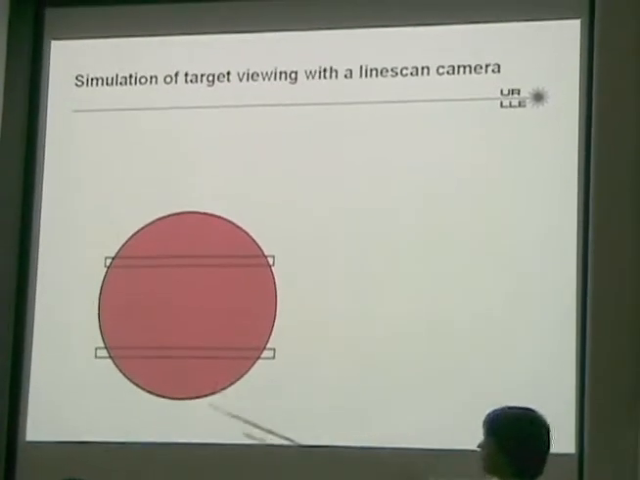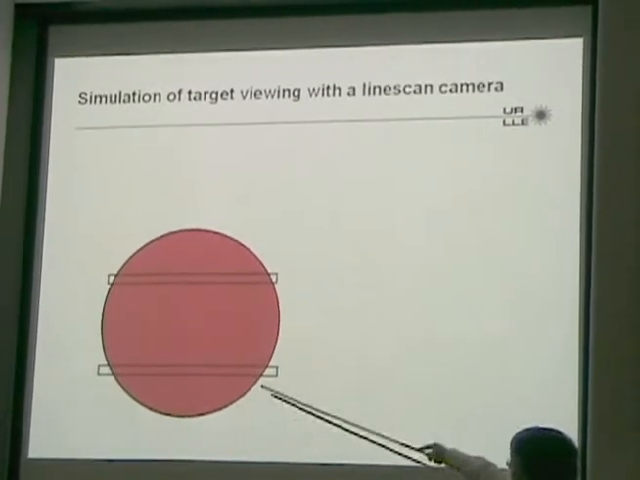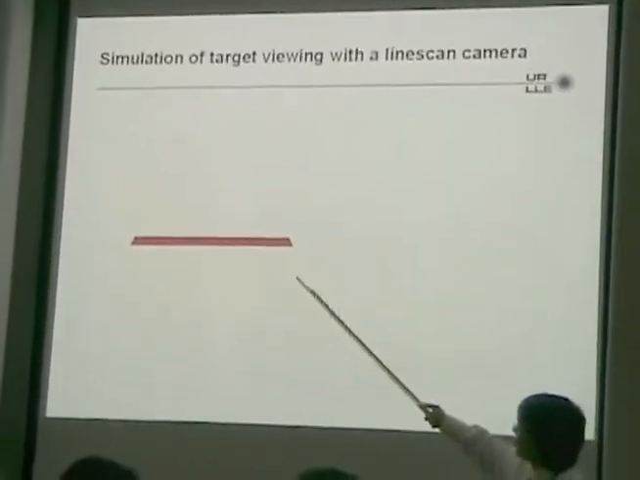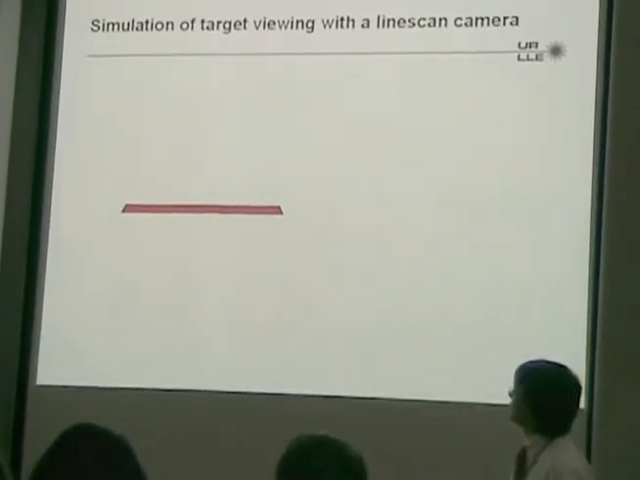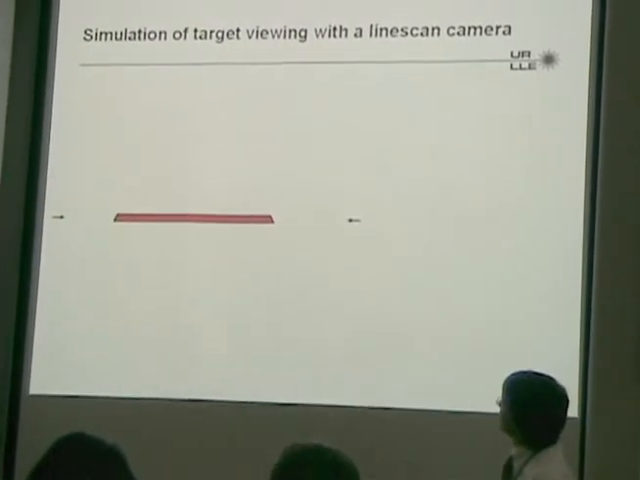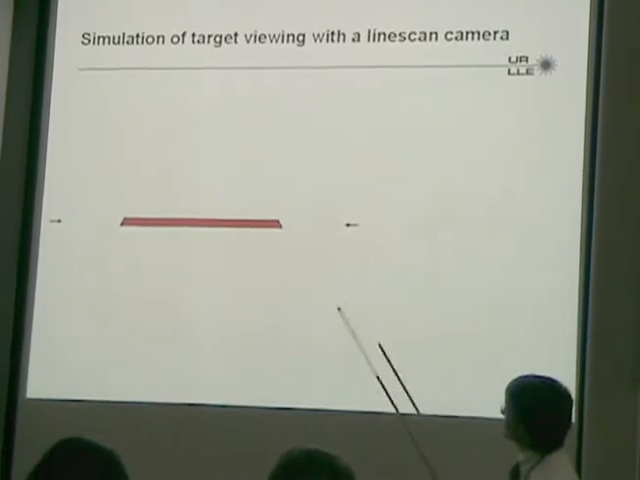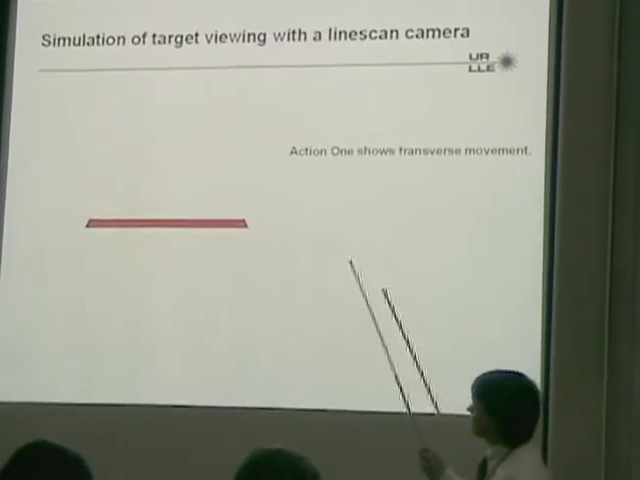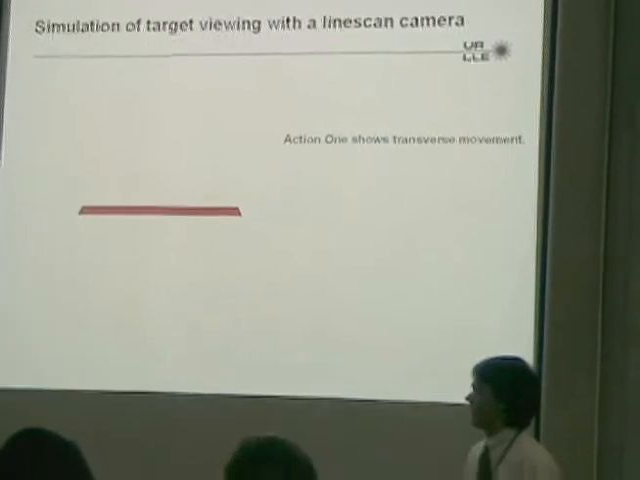So here's a simulation of viewing the target, or this red circle, with line scan cameras. If you imagine you have 2 views of the target with 2 line scan cameras at the top and bottom, and then we look at one of those views. If you take images of that target as it moves, this is what it will look like in a transverse axis. It moves back and forth, and you only see that one sliver of the target. So that's axis 1 showing the transverse movement of the target.